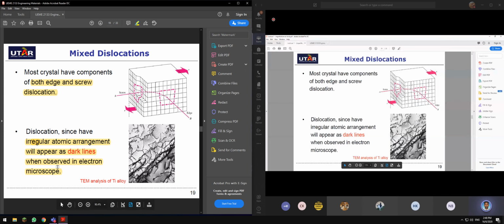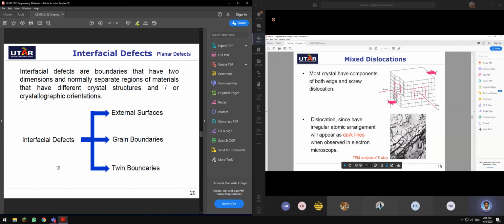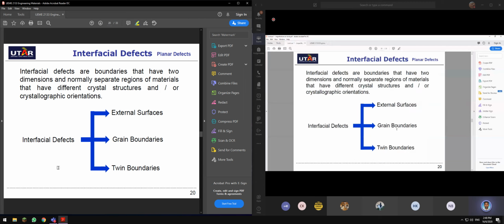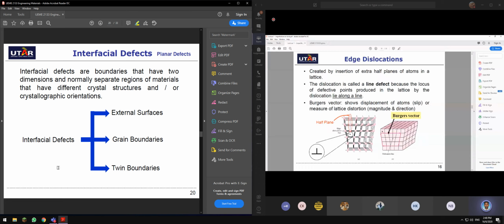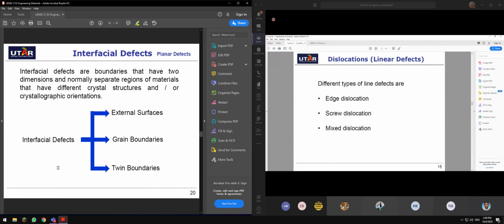TEM analysis of titanium alloy. So the dislocations appear as dark lines. All these are the dark lines, so all these are dislocations. This is also associated with grain boundaries, which I will discuss in a later part of today's lecture. Now we have covered dislocation.